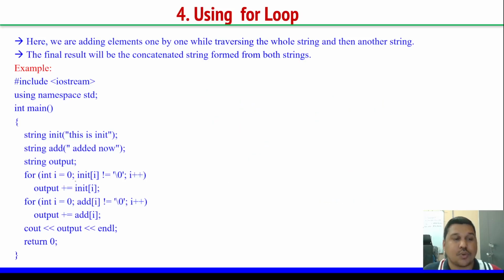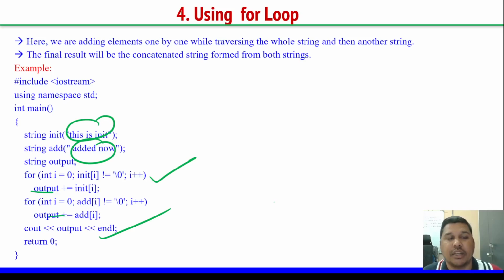Okay. So this is what the first for loop is: to add this string into the output and then add this thing into the output, so that you can print it. With this we can do it.